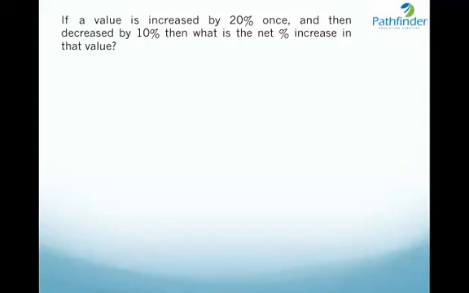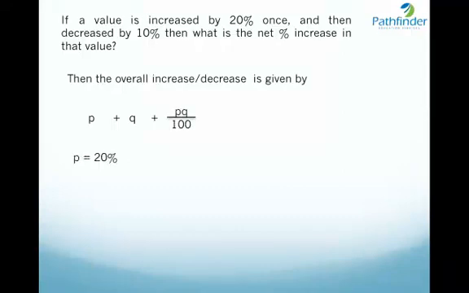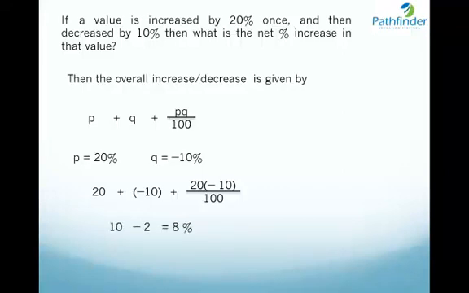Let us take a look at another question. If a value is increased by 20% once and then decreased by 10%, then what is the net percentage increase or decrease in that value? Again, the overall increase or decrease is given by P plus Q plus PQ by 100. P is equal to 20%, that is an increase. Q, that is a decrease, is indicated by minus 10%. Now wherever there is a Q, put minus 10 over there. So we have 20 plus minus of 10 plus 20 into minus 10 divided by 100, P into Q by 100. And if you solve this, you will get 10 minus 2, which is equal to 8%.